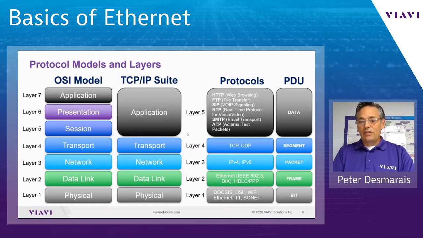From the packet, it goes to layer 2, the data link layer, and now it's frames. So we may get the MAC address, the switch, the source and destination address added to it. And then from the frame, it goes down to layer 1. Layer 1 is the physical layer.